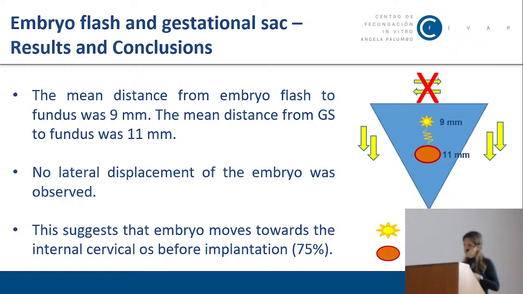Our results suggest that the embryo moved towards the internal cervical os before implantation, and it could simply be a consequence of uterine growth in the first trimester of pregnancy, but it's possible too because of uterine peristalsis, and that will be addressed by Dr. Moliner in the next presentation.